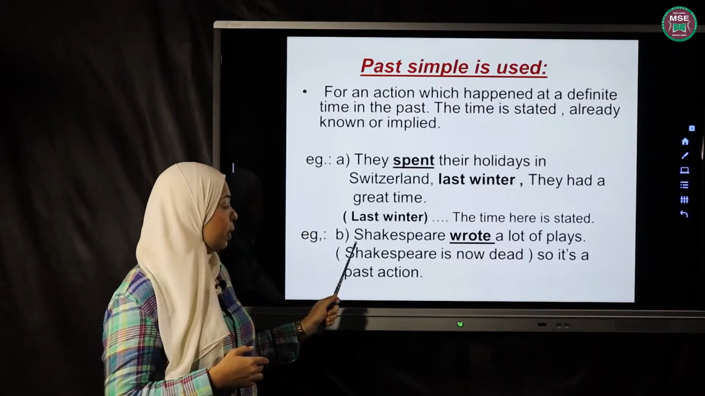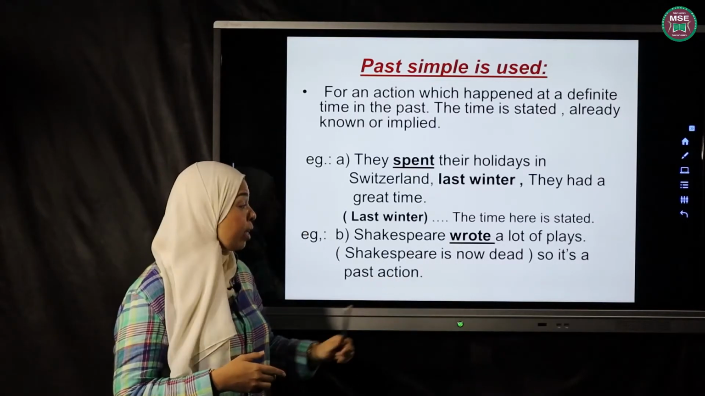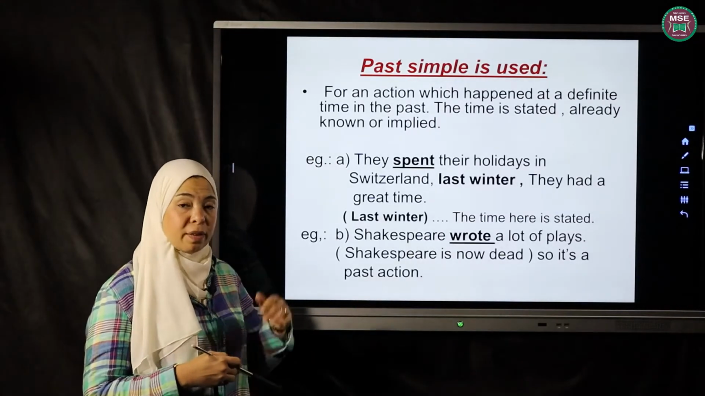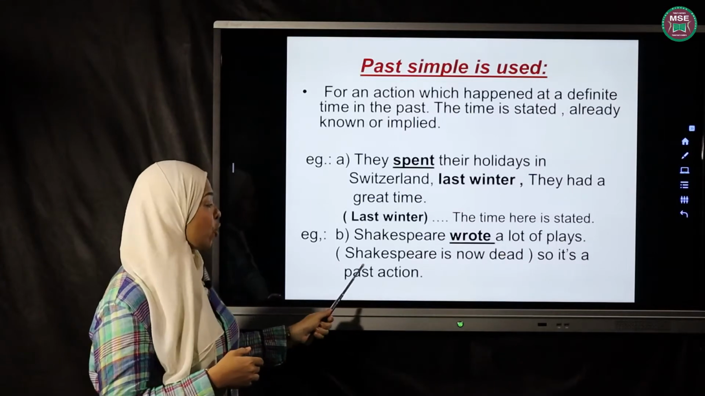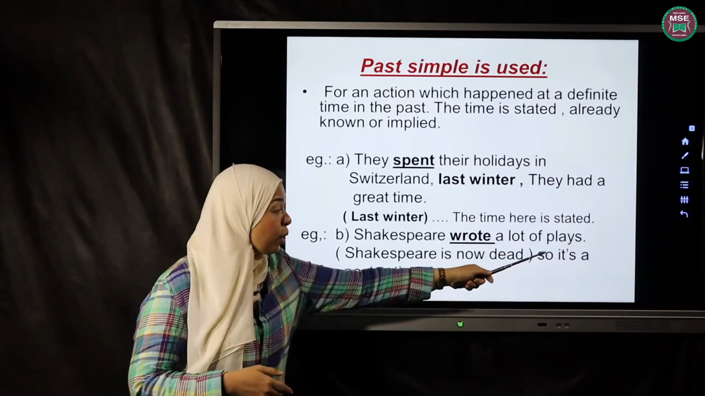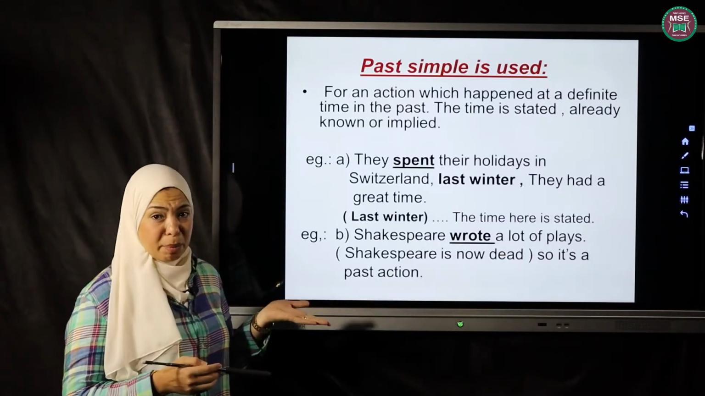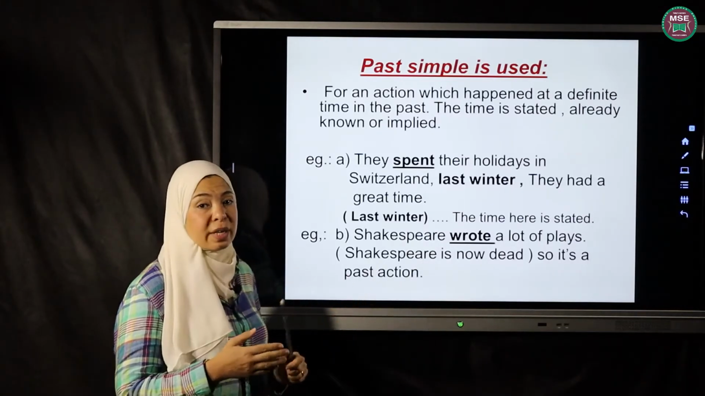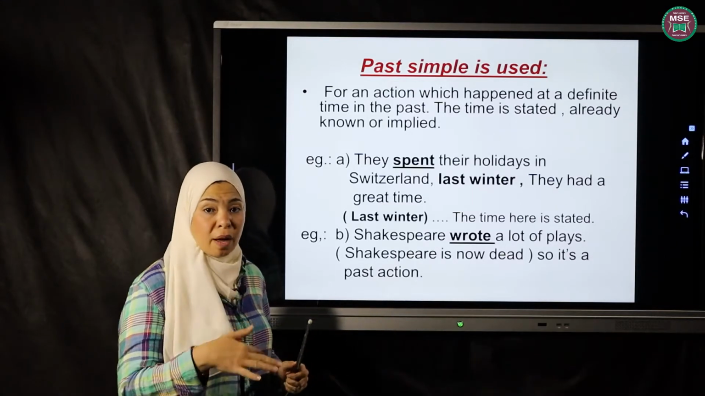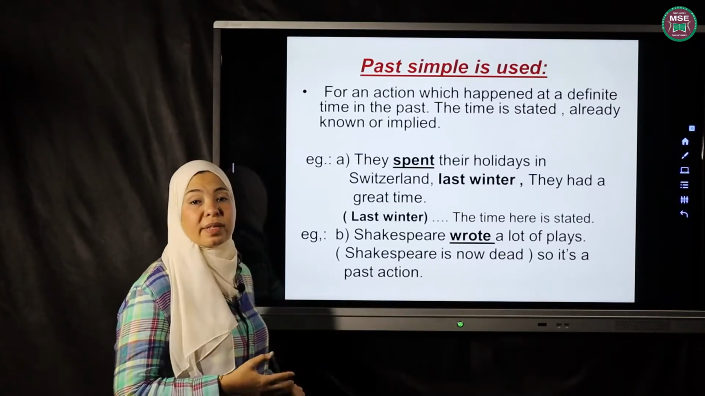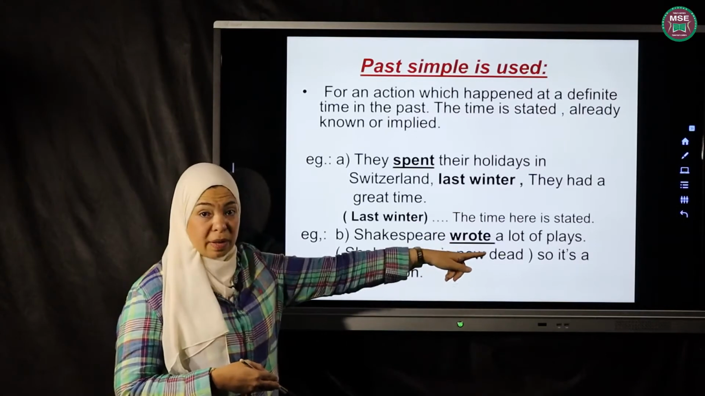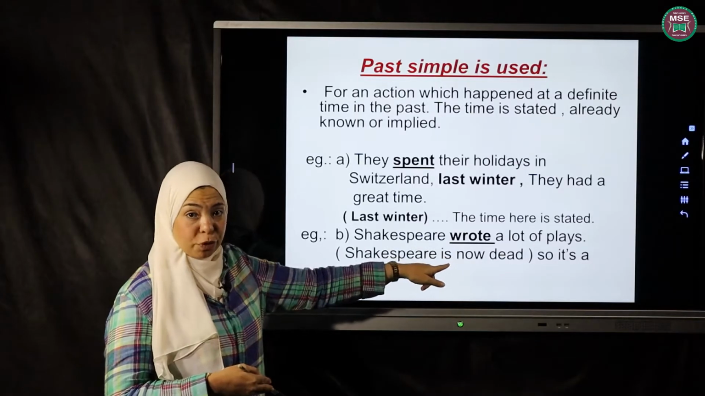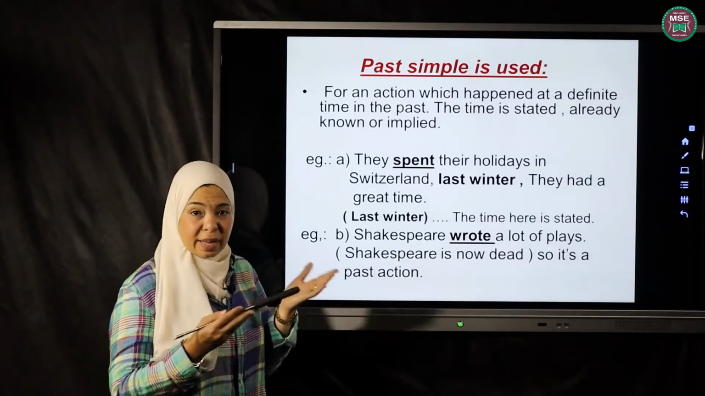Number 2 or number B, Shakespeare wrote a lot of plays. He wrote. Wrote here is the past form for write. Write, wrote, and the PP is written. Shakespeare is now dead. Of course, we don't have here any mentioned time. We don't have any time at the end of the sentence because this has happened already in the past. All of us know that now he's dead. So it's a past action. Without putting the date at the end of the sentence, we put wrote here. We use the past form for the verb because this is already a past action.